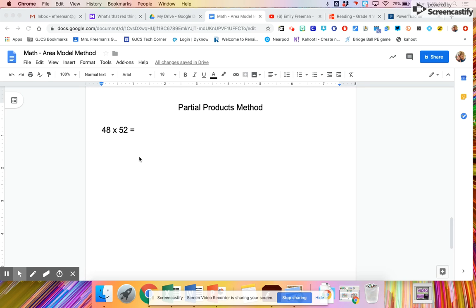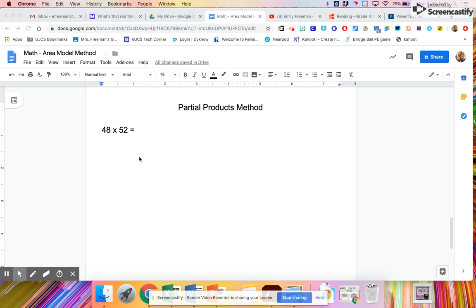Okay, now we're going to look at another method, and it's very similar to the area model method. They're both pretty much finding partial products and then adding those products together to get the actual product of the answer. But this one doesn't require students to use the area model. They more or less are listing number sentences or equations out to solve.